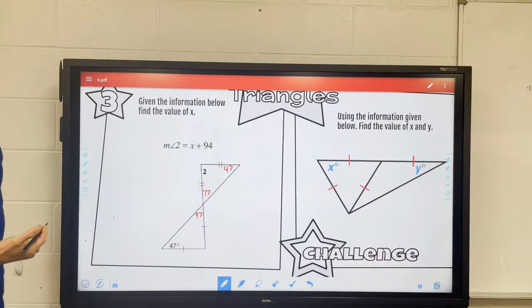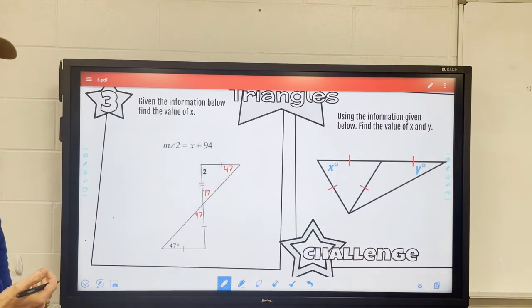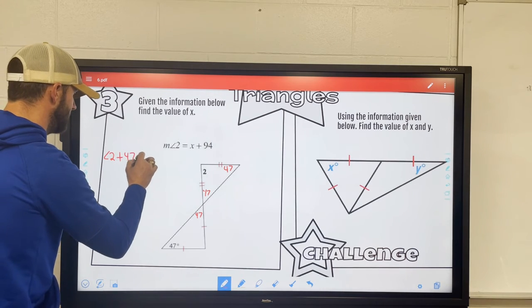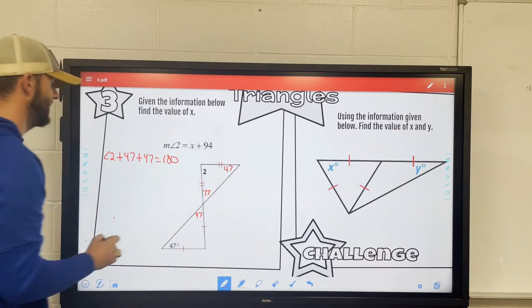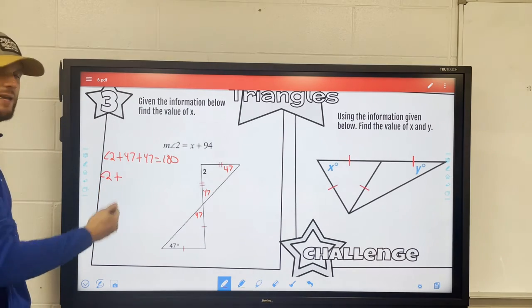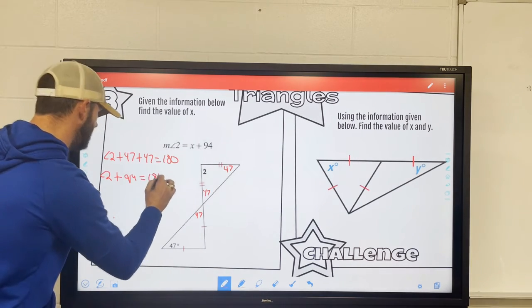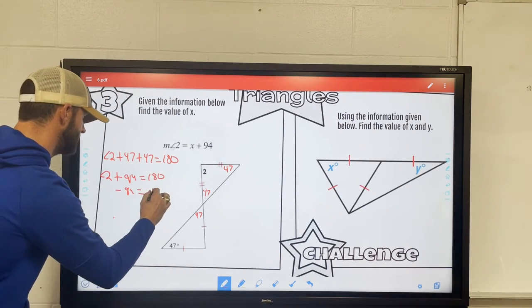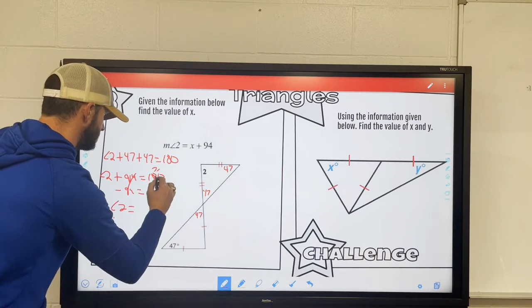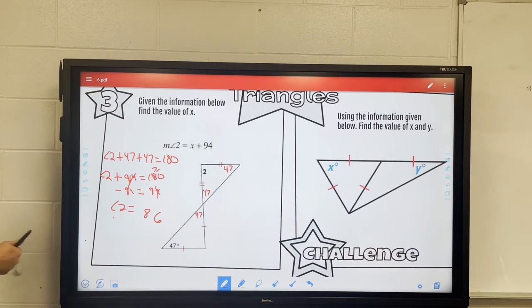Okay? So now I can find the measurement of angle 2 because I know all 3 angles of a triangle add up to 180 degrees, right? So I know angle 2 plus 47 plus 47 is all going to add up to 180 degrees. So angle 2 plus 40 and 40 give you 80, 7 and 7 give you 14, 80 and 14 would give you 94. And then I'm just going to subtract 94 on both sides to figure out what angle 2 is going to be equal to. So I should get 86 is going to be my measurement of angle 2.